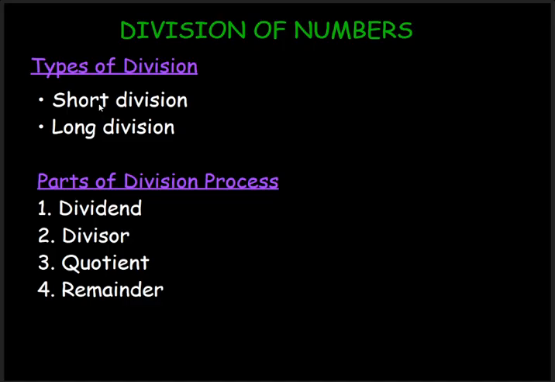Now we have the dividend, the divisor, the quotient, and the remainder. I think we've come across the quotient before, which is the result of division. So that's our answer. And then the dividend is what we are dividing. I will write something to explain this.